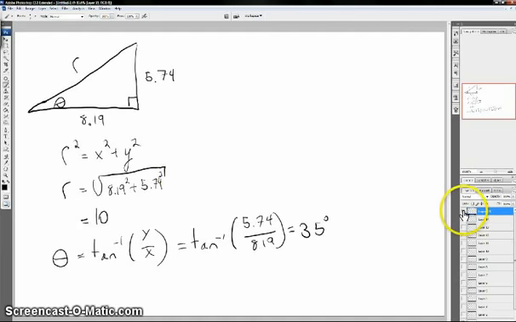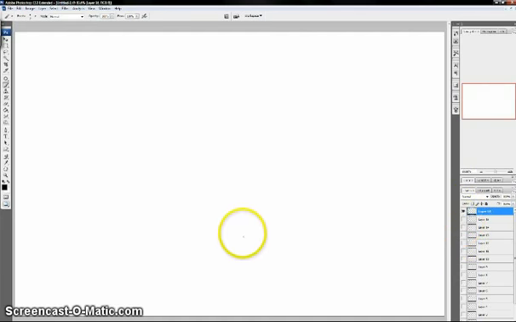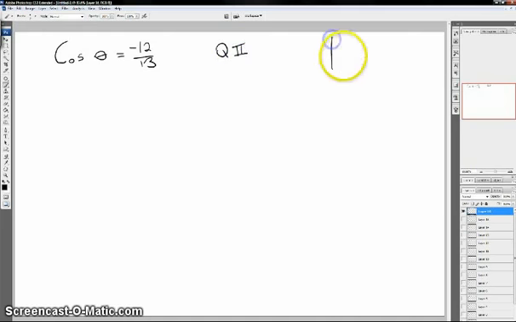Let's do one more example. Let's say that I'm told that the value of cosine theta is equal to negative 12 over 13. And I'm told that the angle theta, which I'm looking for, is in quadrant 2. Quadrant 2 in the coordinate system is over here, so we know the angle is there.